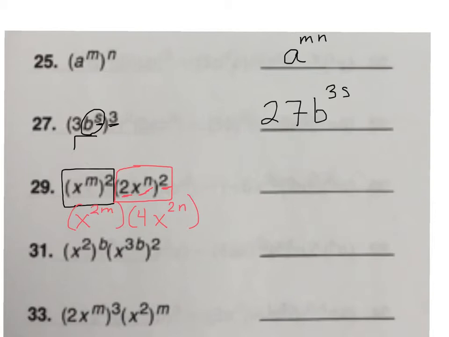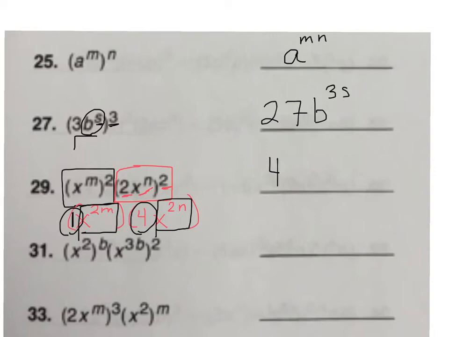Okay, now my base is the same. Here I have an x, and here I have an x, don't I? All right, now what's the coefficient in front of this x right here? 1. A 1, good, so I've got a 1 here. So I do 1 times 4, and what is that? 4. And then I do x to the 2m times x to the 2n.